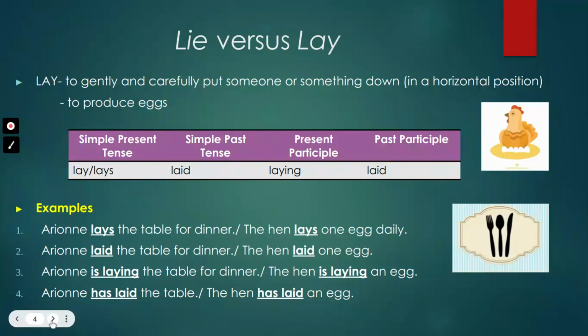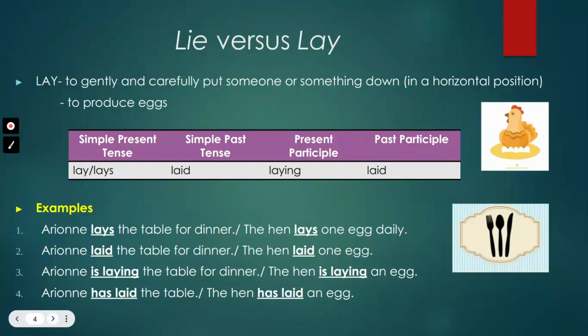We move on now to the verb to lay, and we will look at 2 definitions of this verb. Now, the first definition is to gently and carefully put someone or something down in a horizontal position, like what you do when you put a baby into a crib. Another meaning is to produce eggs, of course, like what hens do.